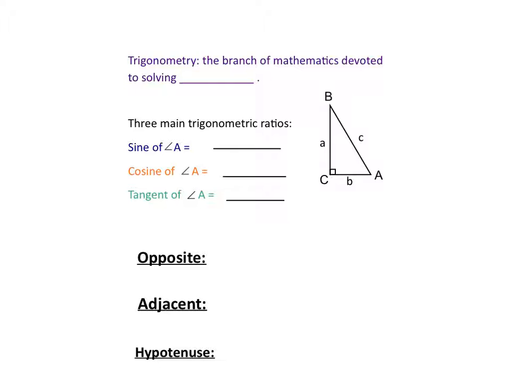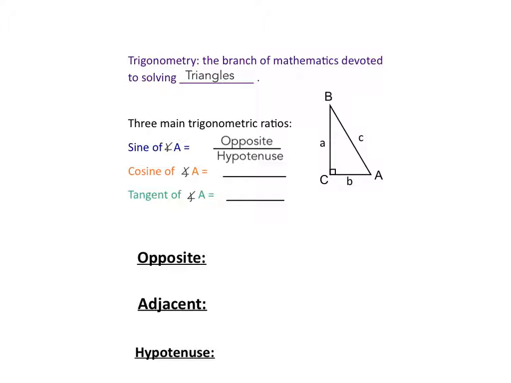All right, so we are beginning trigonometry, which is the branch of mathematics devoted to solving triangles. Three main trig ratios are sine of angle A, cosine of angle A, and tangent of angle A. So those are some symbols to represent angle. And we have a triangle over at the right, and I will describe more about those letters and what they mean. But sine of angle A is equal to opposite over hypotenuse.